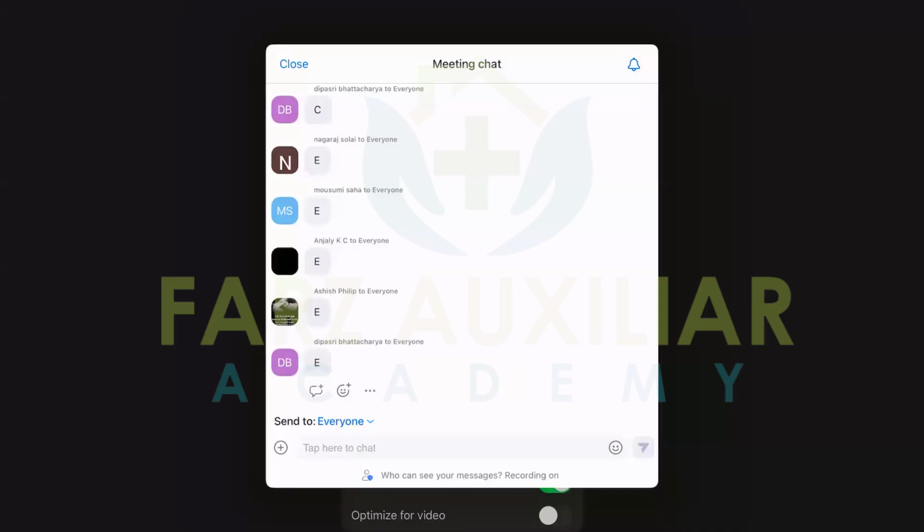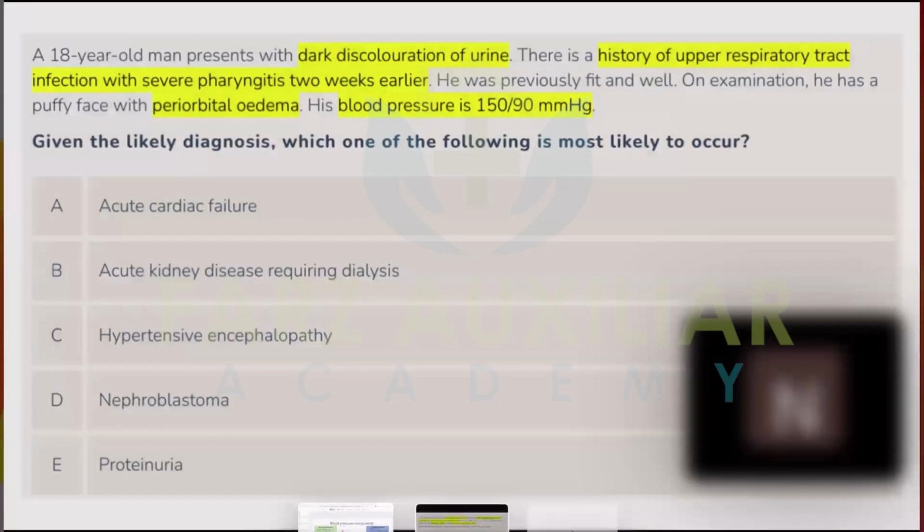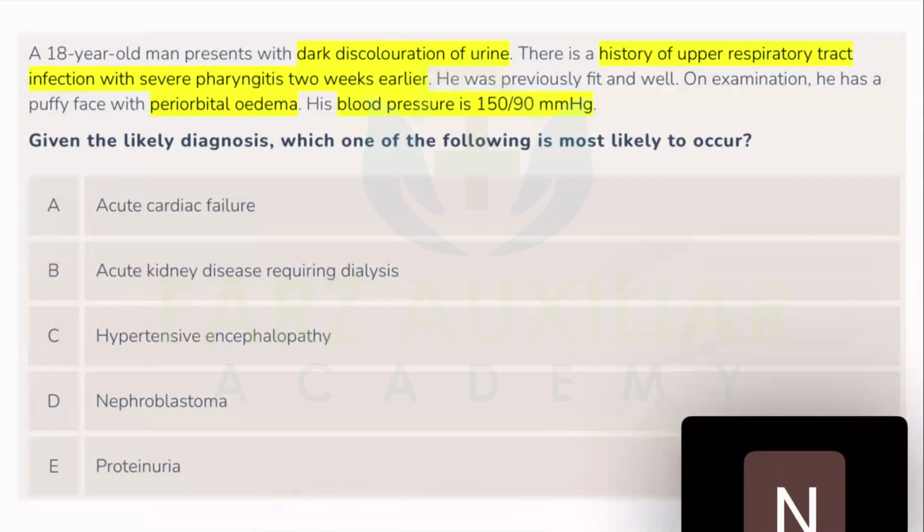Yeah, everybody agrees that it is option E. It's proteinuria. So a simple question, but it came, I think, 2 years back. It is actually a question of MRCP. So some questions are simple enough.